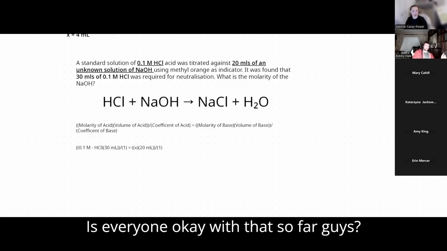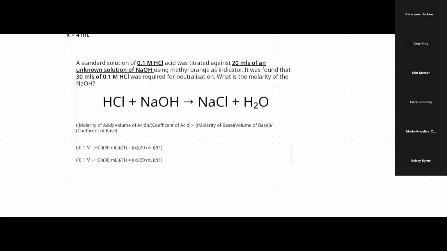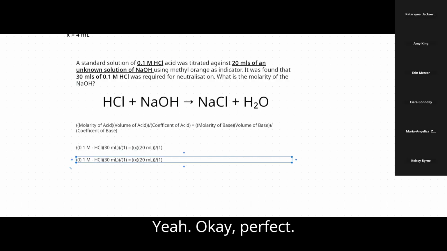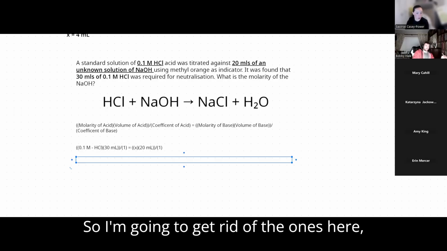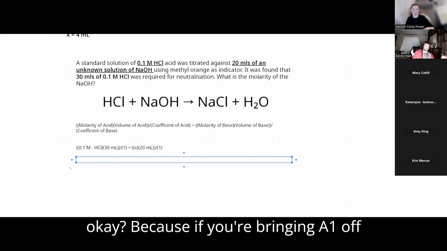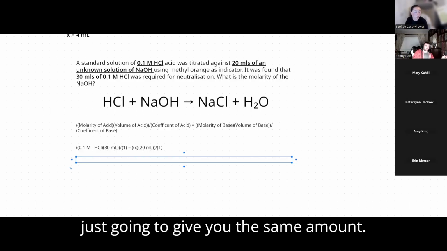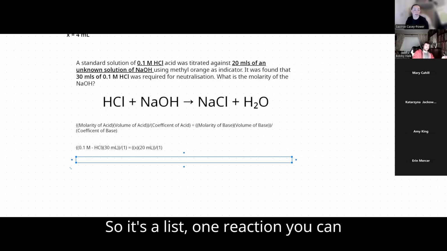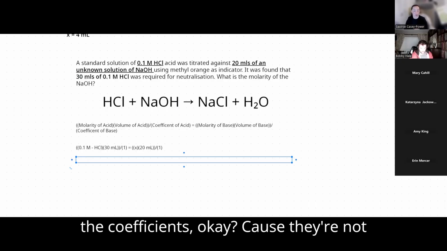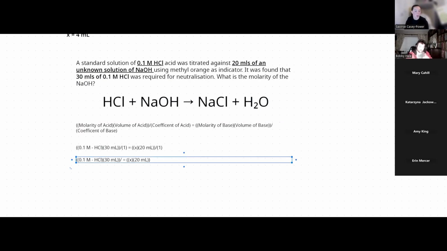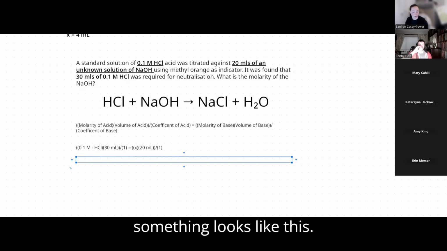Is everyone okay with that so far, guys? You can see where I'm getting those figures from. Yeah. Okay, perfect. So I'm going to get rid of the ones here, because if you bring a 1 up to multiply or divide, it's obviously just going to give you the same amount. So if it's a 1:1 reaction, you can essentially cancel out the coefficients, because they're not going to be involved. So what I'm left with is something that looks like this.